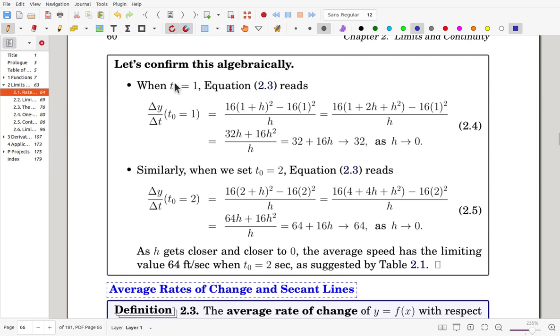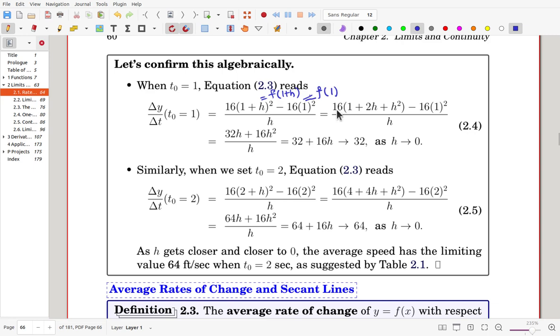Now let's confirm this result algebraically. The change in y divided by the change in t at t equal to 1 can be written in this way. So that is f of 1 plus h. The first term in the numerator is the same as f at 1 plus h. The second term is f at 1. Then, by expanding, we can get this one and eliminate this 16 and that 16.